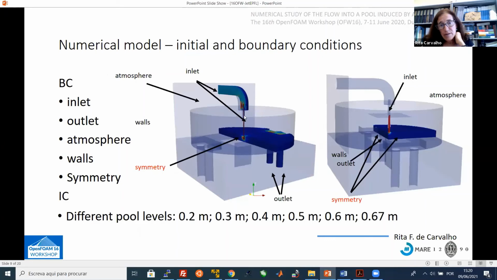First, we try this symmetry just in one plane, and then we saw that plane is also symmetric, and we do just a quarter. So we have different boundaries if we include a symmetry here or two symmetries here. The initial condition depends on the level, so we have different geometry. This is just 0.2 meters, but we have other geometry and then other meshes for each level of the pool.